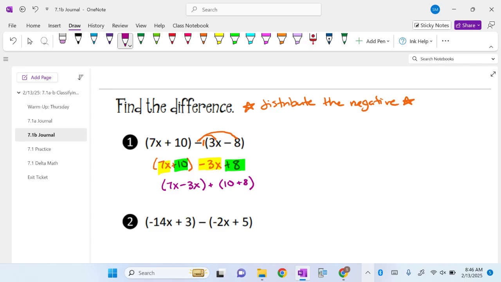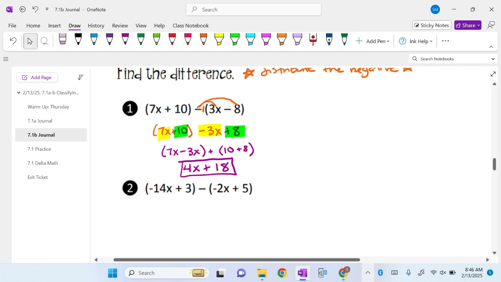So what do you think my final answer would be if you combine like terms? 7x minus 3x is 4x, plus 18. 10 plus 8 is 18. All right. Any questions on example 1?